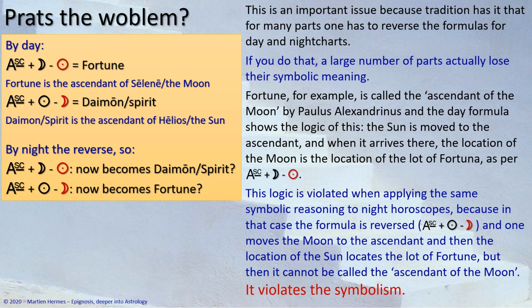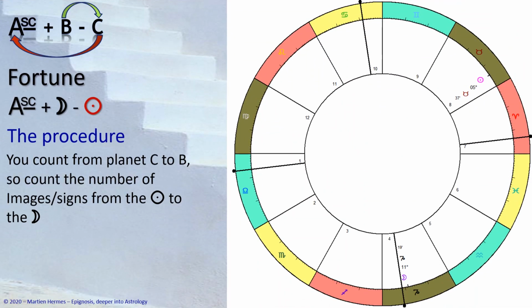So let me show you how we can look at this procedure and try to explain how this happens and what can be said about it. So I'm going to do it in a different and new way. Here we have a day chart, because you see that the sun is above the horizon, and we have to calculate the distance from the sun to the moon. The procedure is quite simple, and I'm going to show this in a quite simplistic fashion, because I'm simply going to count the signs between these two planets.